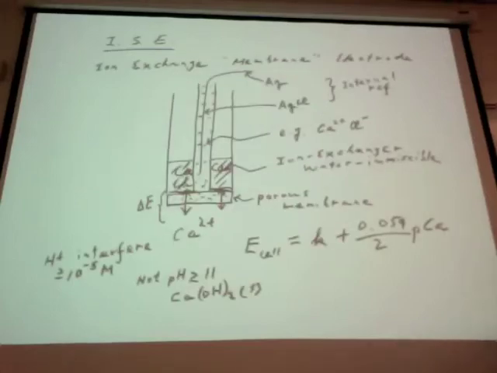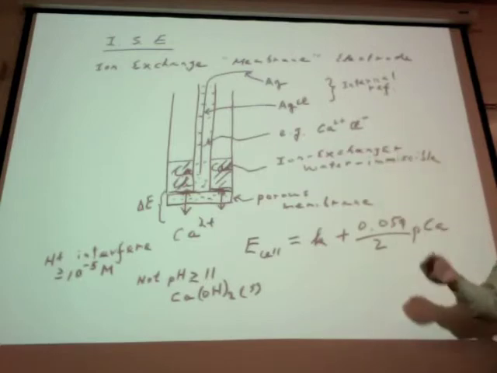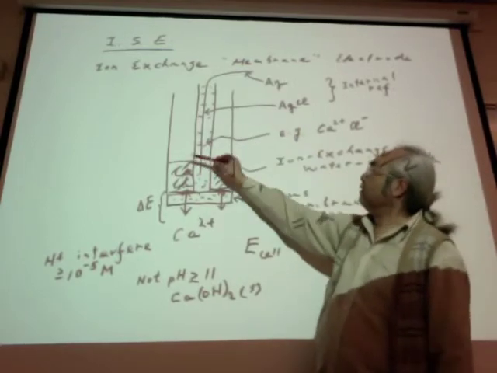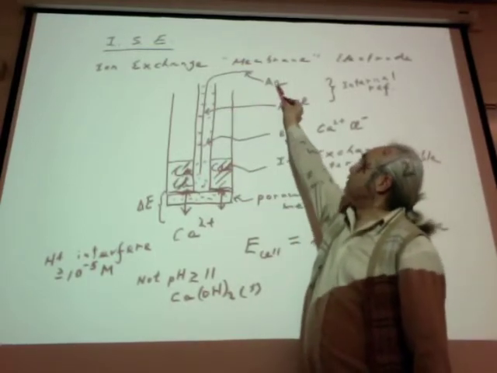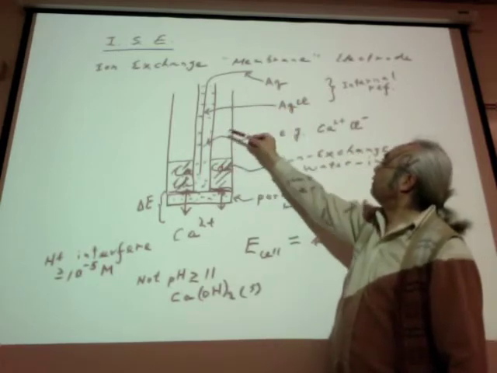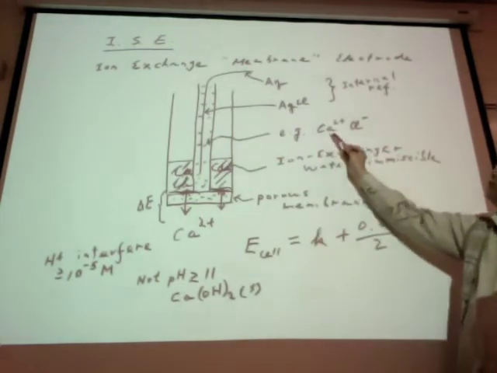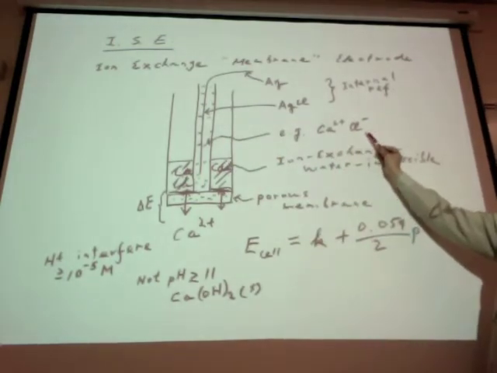Okay, for ion selective electrode, there are different ways to make an electrode based on different theories. So this one is based on ion exchange. For the electrode, first of all, you need a conductor. So this is silver, and the internal filling solution. In this case, it's calcium ion and chloride anion.